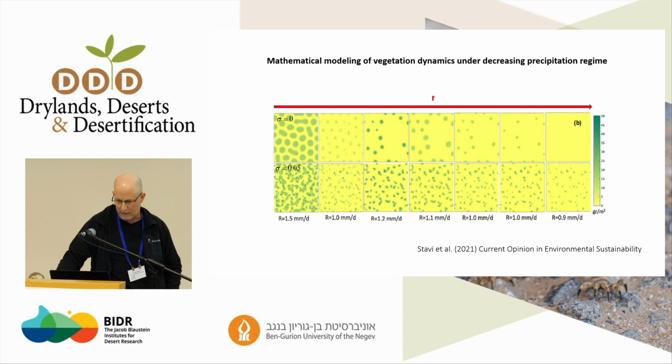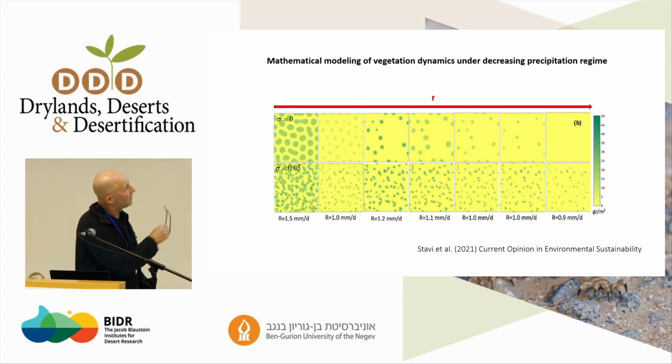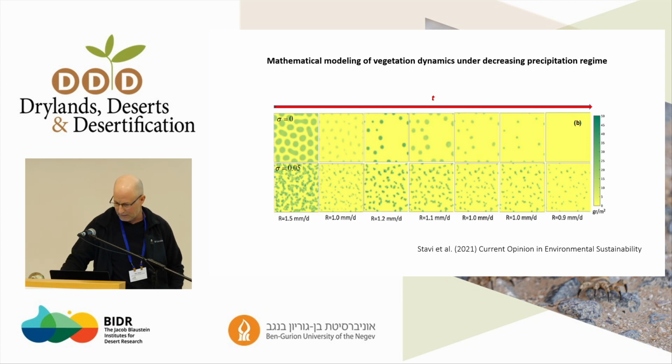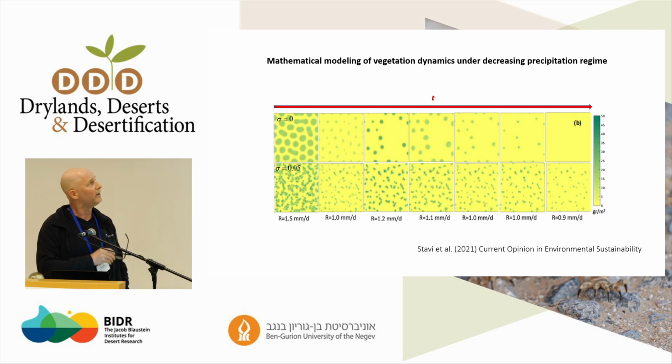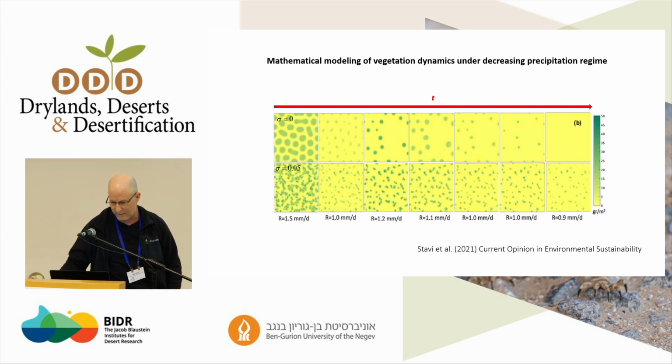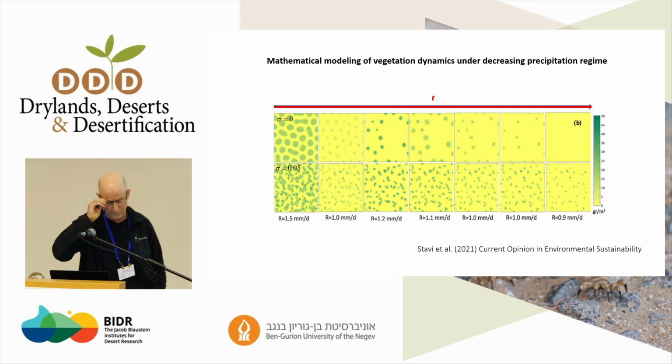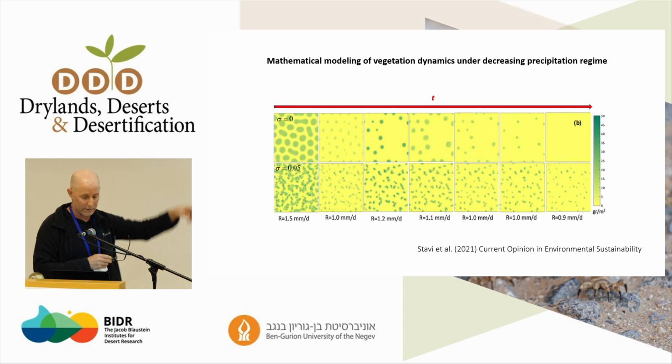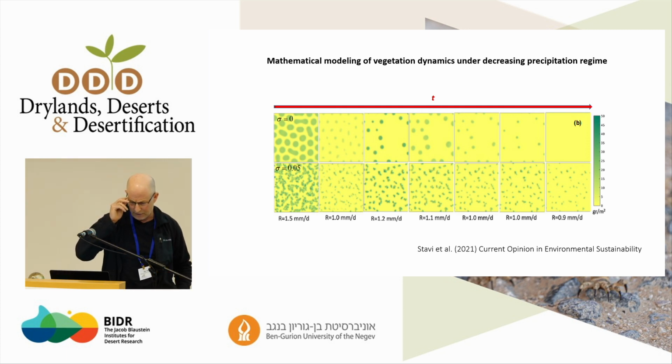And this is a mathematical model of shrubby vegetation dynamics under decrease in precipitation. So we see from left to right, when precipitation decreases from 1.5 millimeters a day down to 0.9 millimeters a day, in the homogeneous hill slopes, in the upper row, the shrubby vegetation decreases and then totally collapses. While in the heterogeneous hill slopes, in the lower row, the shrubby vegetation decreases but does not collapse.